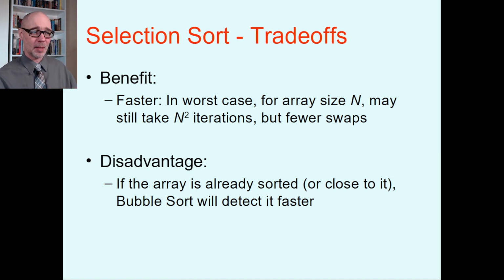Here's an example of where it might not be better than bubble sort. If you hand it an already sorted array or an array that's close to it, selection sort is still going to have to do that number of iterations. If I hand off a 20 item array and it's already sorted, selection sort will still do this whole job and do 20 iterations before it's done.